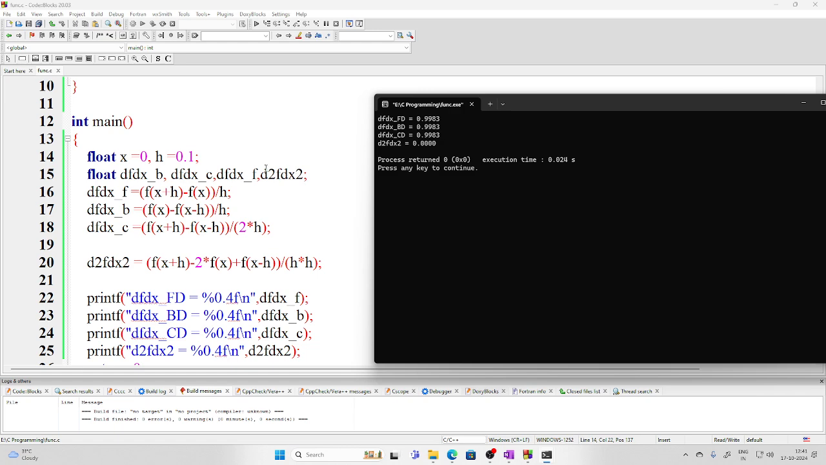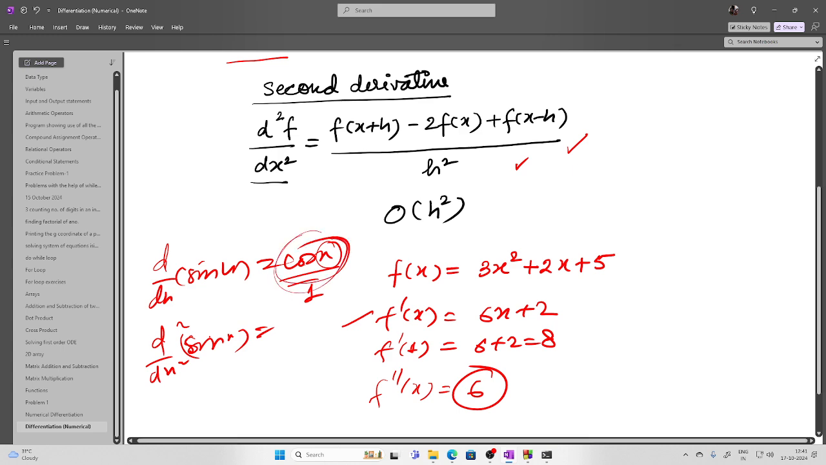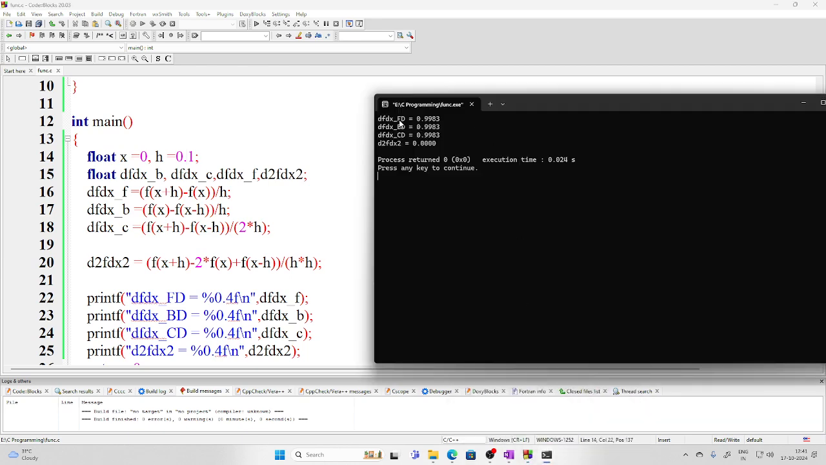So now you can see the derivative of sine x. First look here, d by dx of sine x is cos x. And if I place 0 here, this will come out as 1. And d2f by dx2 of this sine x will be the derivative of cos x, which is minus sine x, and if I place x equal to 0, it should be 0. So that is what is happening. This is 0.99, very close to 1, this is 0.99, very close to 1. So they all are giving the value as 1, whereas this is giving you 0.